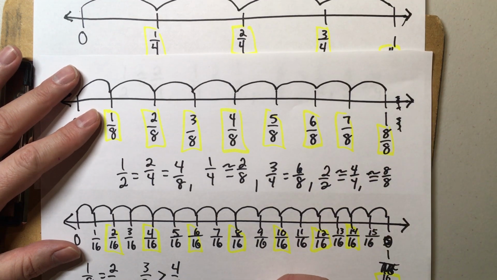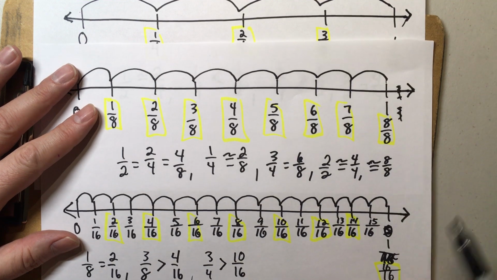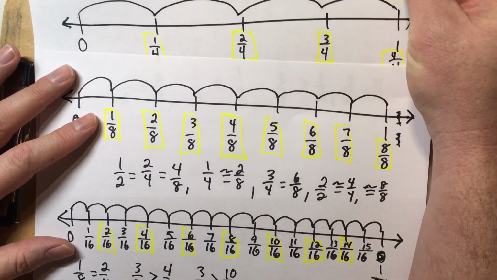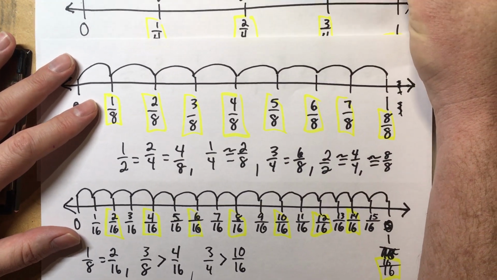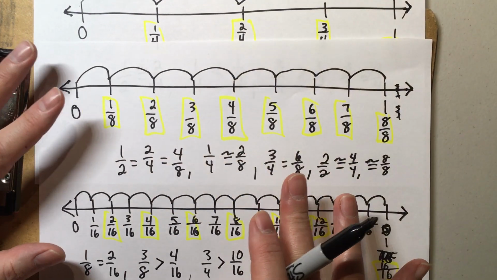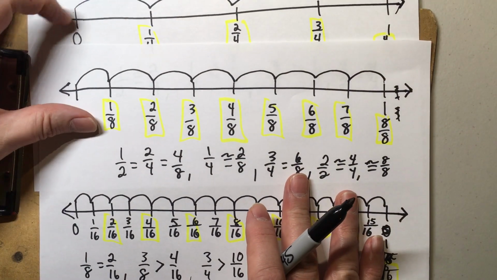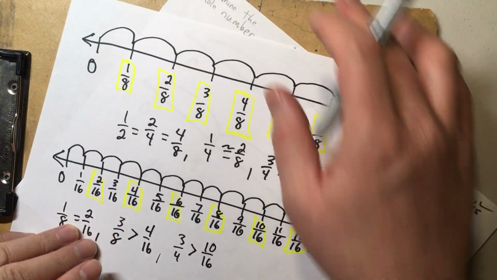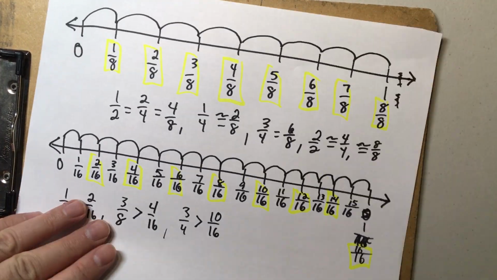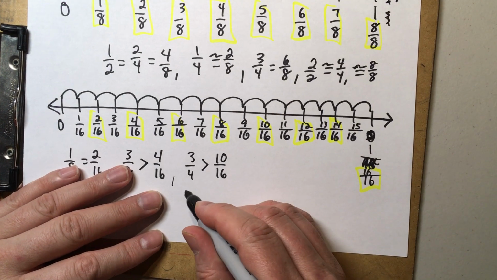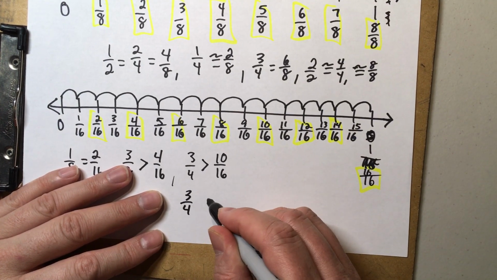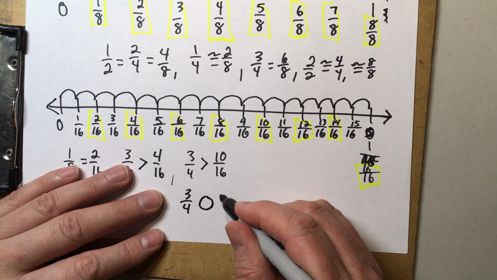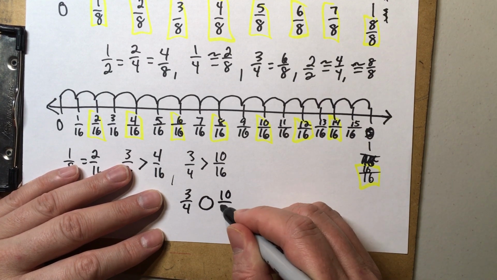So 3/4 is going to be greater than 10/16. All right, you guys get the idea. Okay, and just practice it. And on tests, this is a great strategy to use when you have something like this, okay? Because kids will get so confused if they don't have something to compare it to. 3/4 is what? To 10/16.